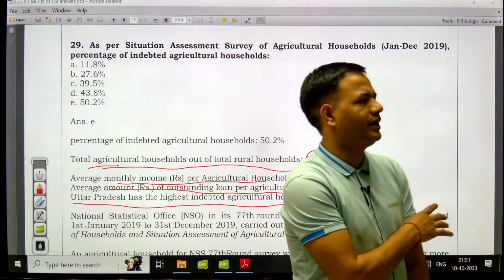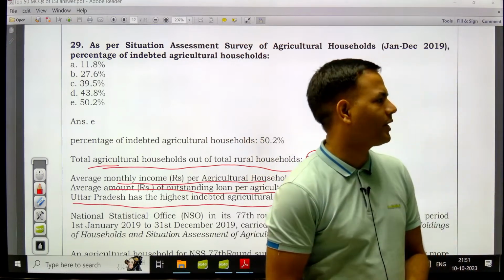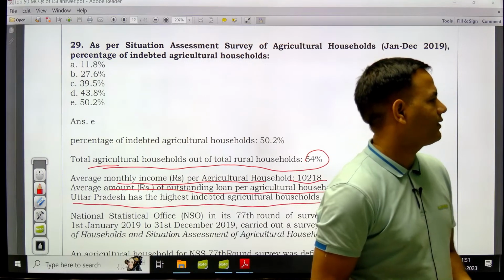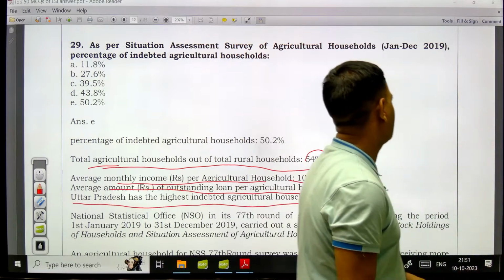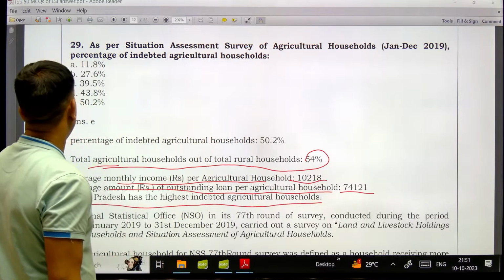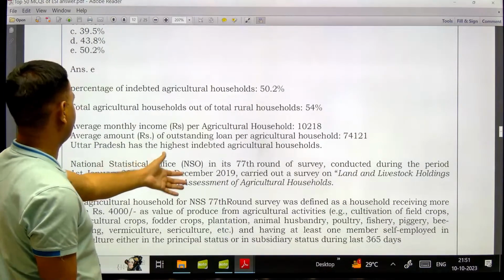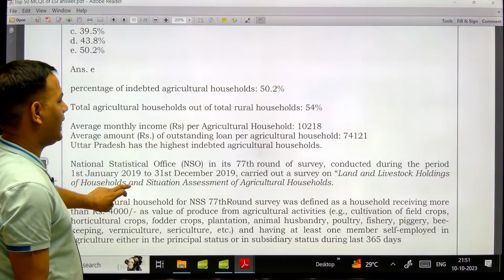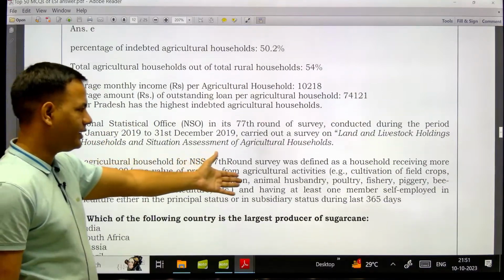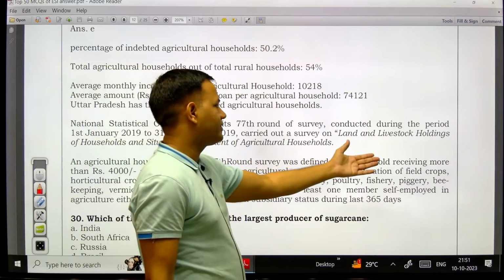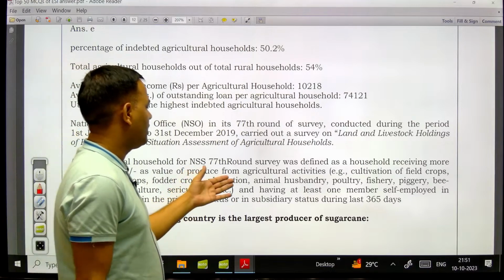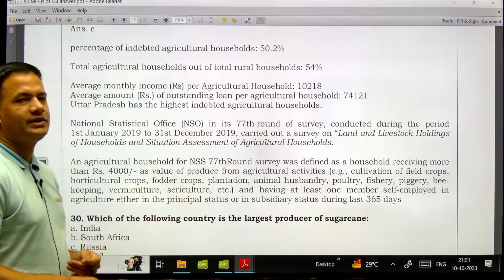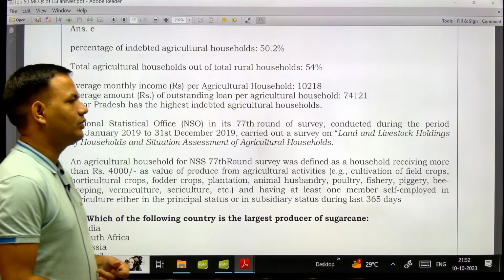Yes, these questions are taken from there only. I have not created these questions separately. These are already there. I will cross-check once again the total fruit production in Andhra Pradesh. And this data is from the 77th round of survey that was organized by the National Statistical Office, and for agriculture household, they have given a definition as a household receiving more than 4,000 as value of produce from agriculture activities. If they are getting 4,000 as value of produce from agriculture, they will be considered as an agriculture household.